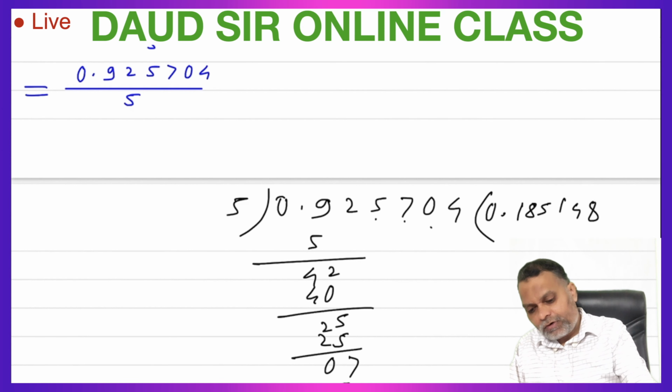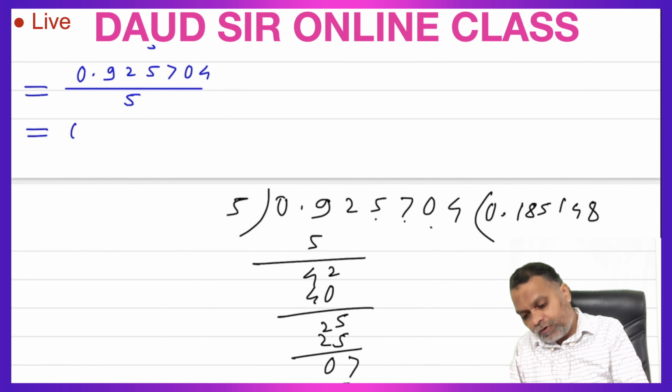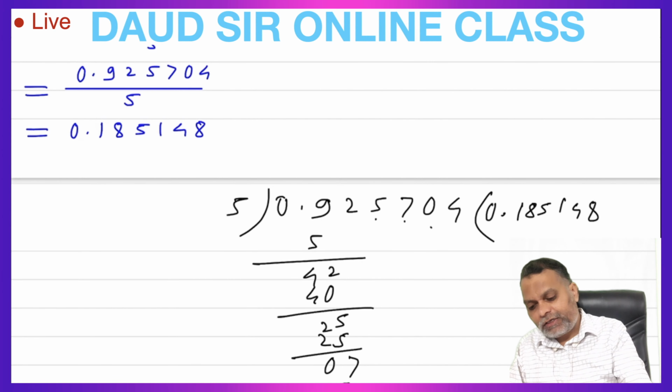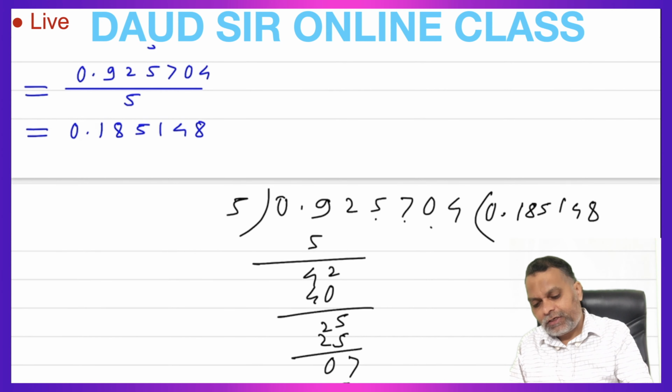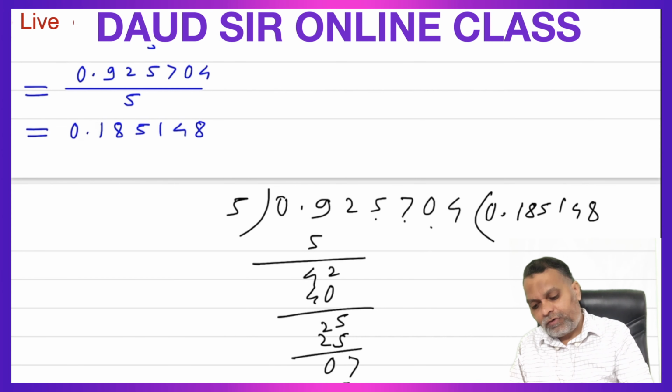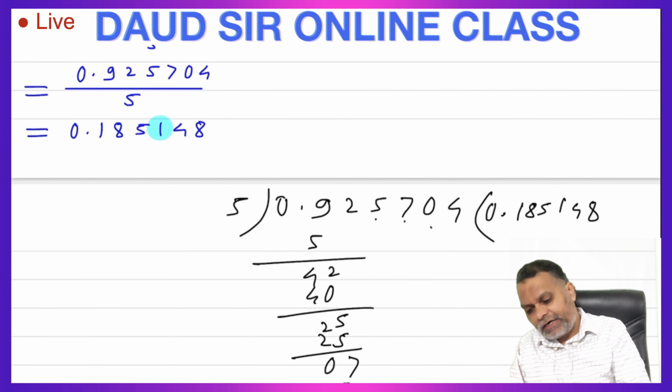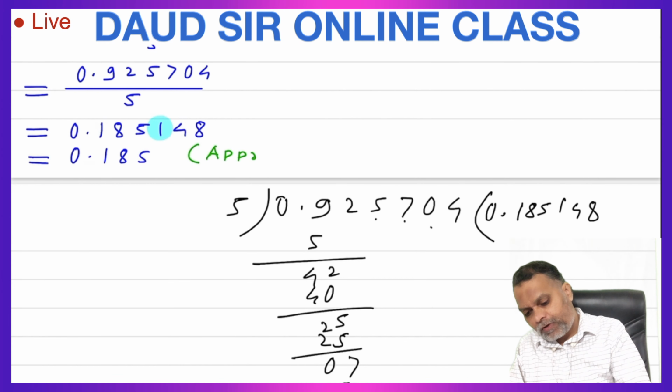So here we have got this 0.185148. We have to write only 3 digits after decimal, 3 places. So count 1 2 3 digits. So this 4th digit is 1, which is less than 5, so leave it and write this approximately 0.185. This is approx. This is the answer.